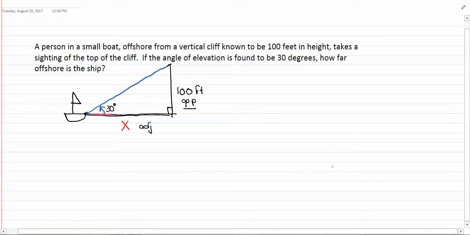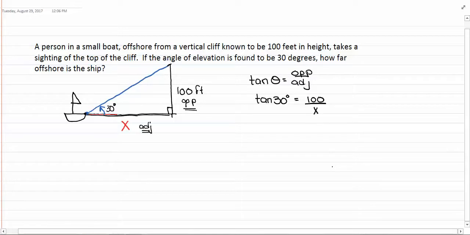So I'm looking at the opposite and the adjacent, and the trig function that deals with opposite and adjacent is the tangent. We have tangent theta equals opposite over adjacent. It's part of our SOHCAHTOA. And then I fill in what I know. I know 30 degrees is my angle, and the opposite side of the 30-degree angle is 100, and the adjacent side is X.